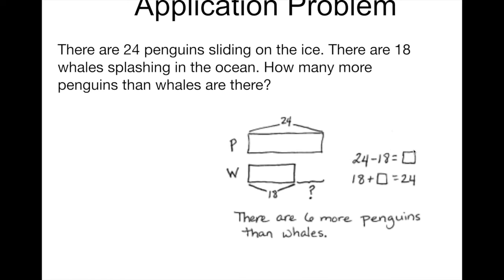24 minus 18 equals blank. Or I can think about it in terms of addition and say 18 plus blank equals 24. Either way, you should come out to an answer of 6. So there are 6 more penguins than whales. 24 minus 18 equals 6. Or 18 plus 6 equals 24.